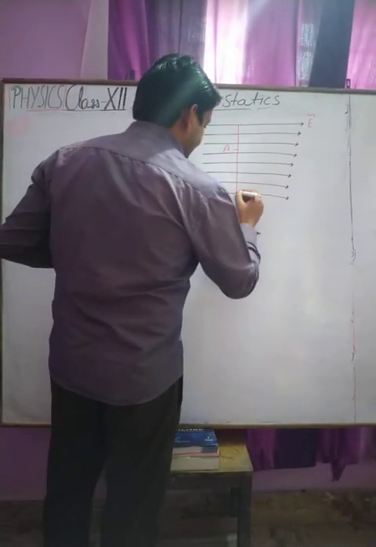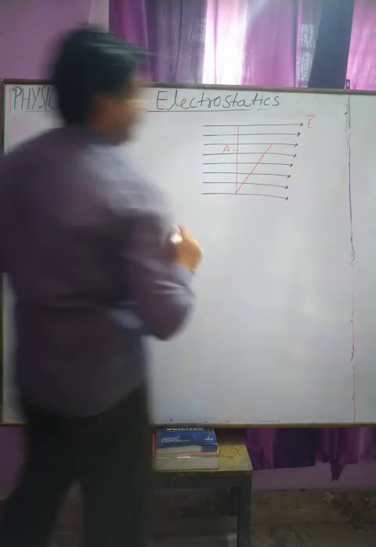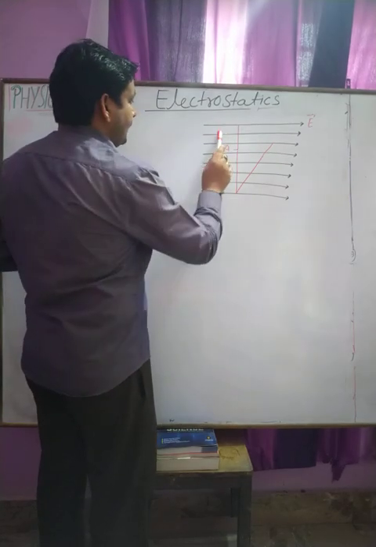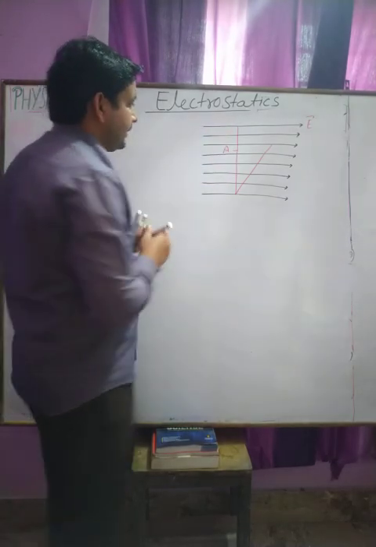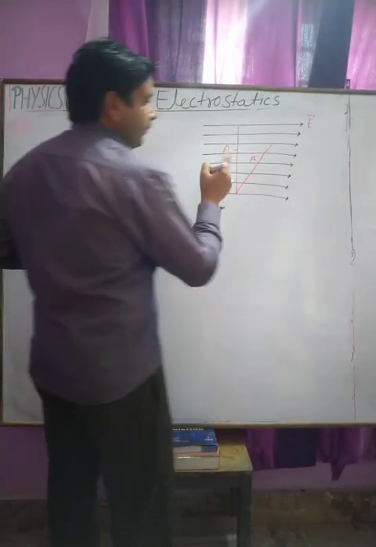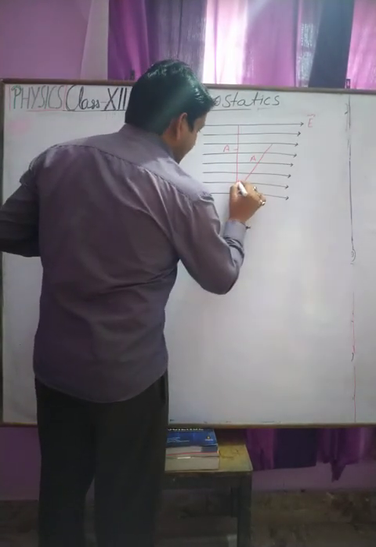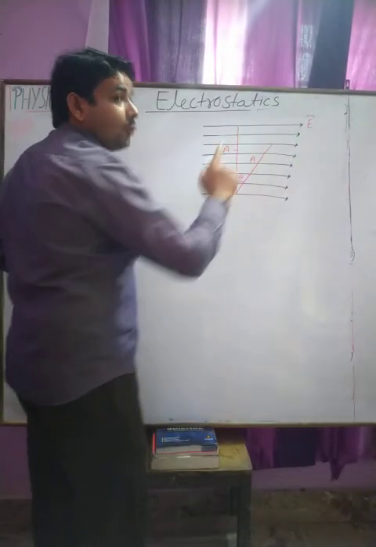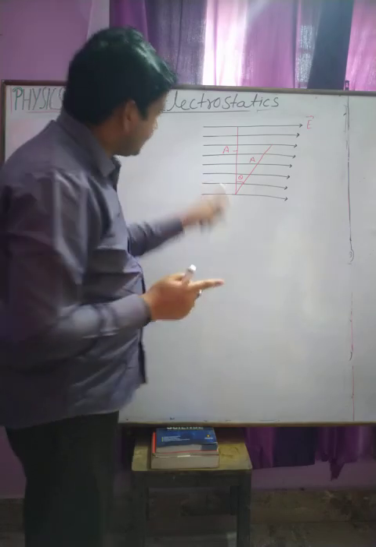Now when we turn this surface by an angle, then we find that initially 1, 2, 3, 4, 5, 6, 7, 8, eight field lines are linked with this surface of area A, and when we turn it by an angle theta, then these two field lines are not linked with this surface. So now we know how many field lines are linked with this surface.